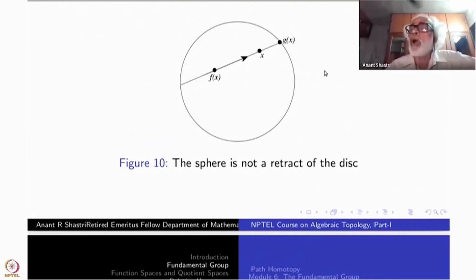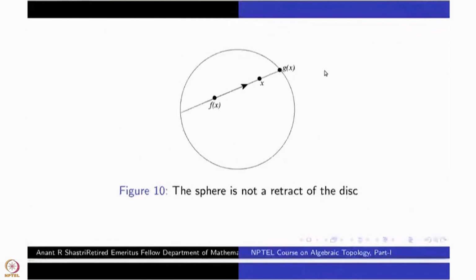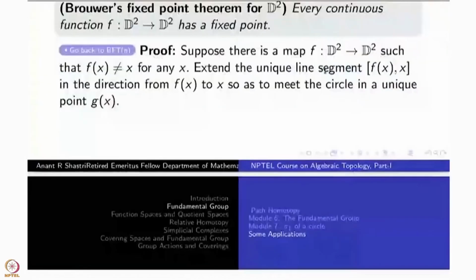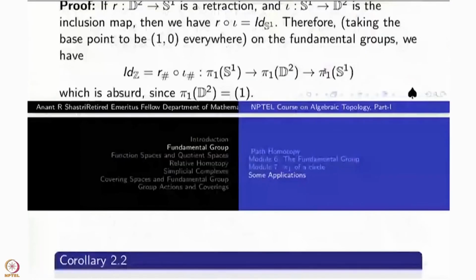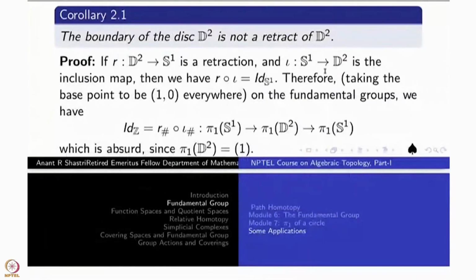I have given a function g, which is the identity on the circle, and it's a continuous function from the entire disk to the circle. g takes values in the circle. Its domain is the entire disk, and on the circle it's the identity, and that is a contradiction to the first corollary here. There is no such function. There is no retract of the disk.